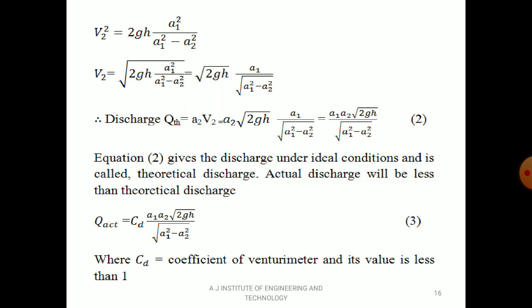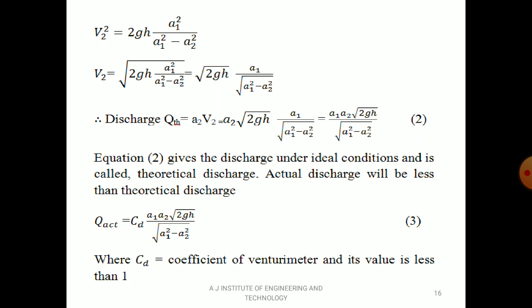So equation 2 gives the discharge under ideal condition, and it is called theoretical discharge. Under ideal condition, the loss of head is equal to 0. Ideal condition means viscosity is not there. Viscosity is not there means friction is not there. Friction is not there means there is no loss. So the above expression 2 is under ideal condition.